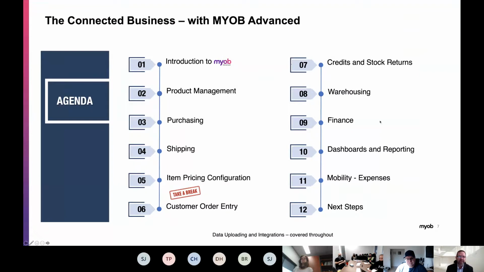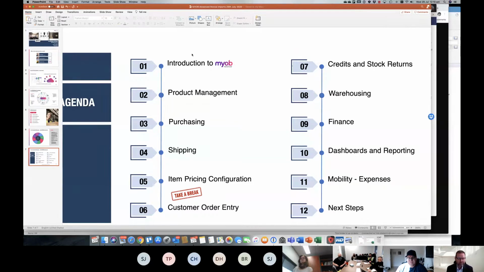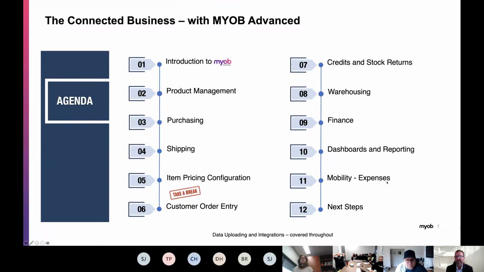So, just going back through the run before I hand over to the guys. We'll walk you through the MYOB Advanced solution, give you a feel of the UI and how it goes about things, before we go into a deeper dive on product management, purchasing, shipping, and then spend a bit of time around item pricing. I've learned that we should take a break at some point for these remote ones, so about that point we'll take a 5-minute break for everybody, then reconvene to go through customer order entry, credits and stock return, warehousing, finance, and then dashboard and reporting, mobility.